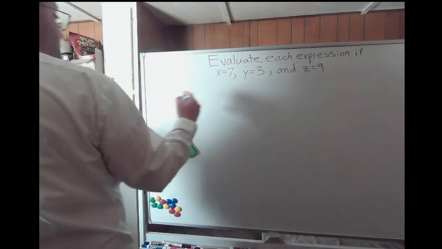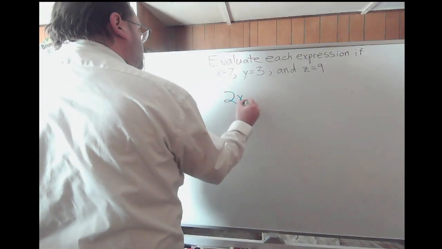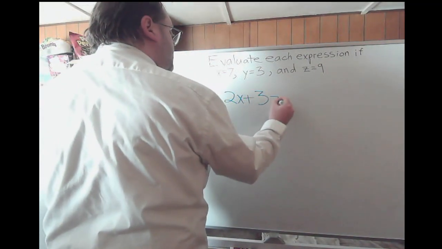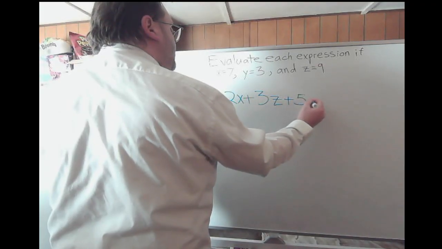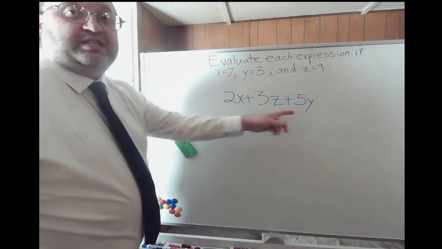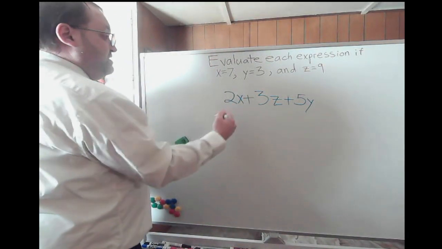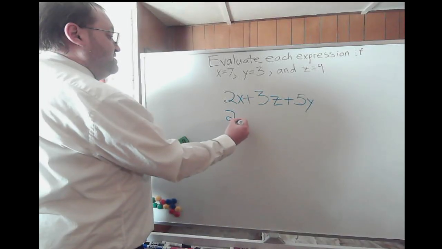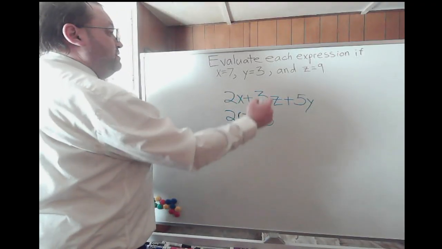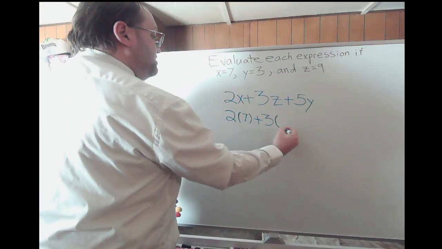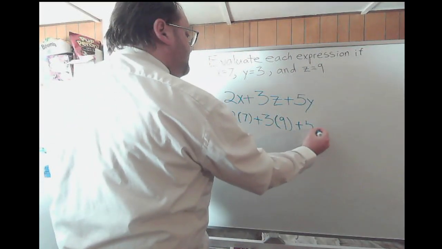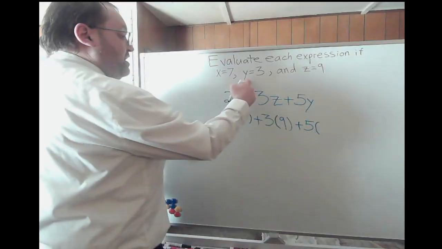Alright, how about this one? 2x plus 3z plus 5y. So you're asked to evaluate the expression 2x plus 3z plus 5y. Well, we know x equals 7, so we'll stick in the 7 where x is. That would be 2 times 7 plus 3 times z. Z is 9, so you'd have 3 times 9 if you stick that in for z, plus 5 times y. The value of y is 3.